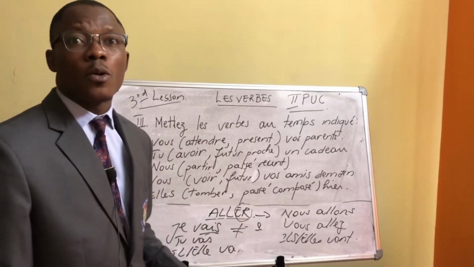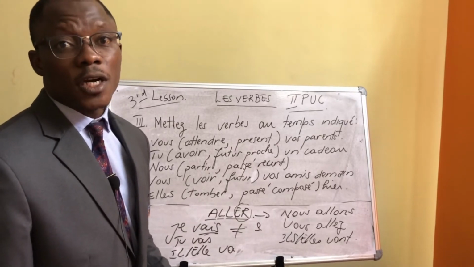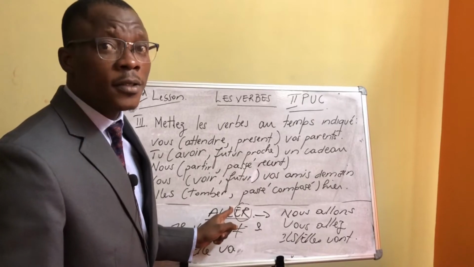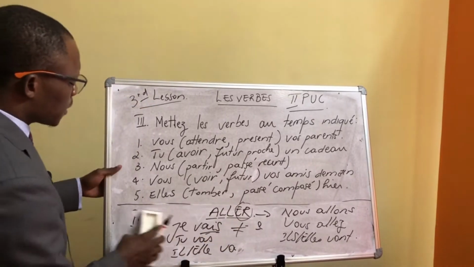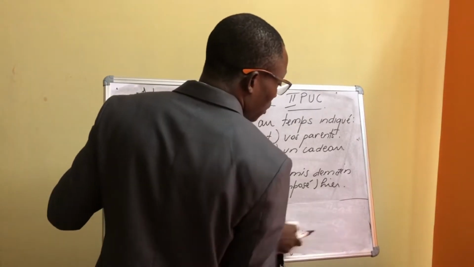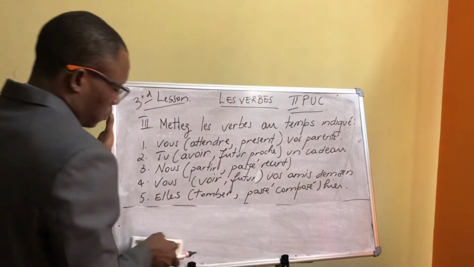So this verb, aller, doesn't belong to the ER verbs. It belongs to the second group of French verbs. It's irregular verbs. Any doubt? No. Okay. Now, next, I'm going to explain again about IR verbs.